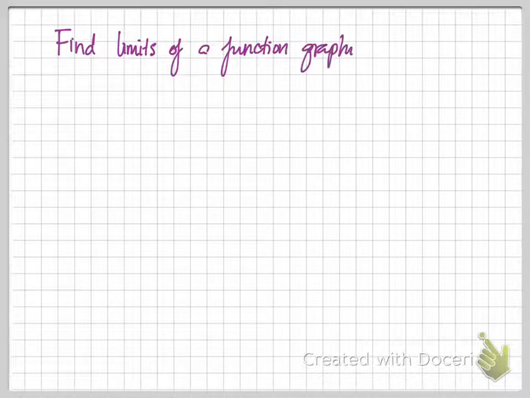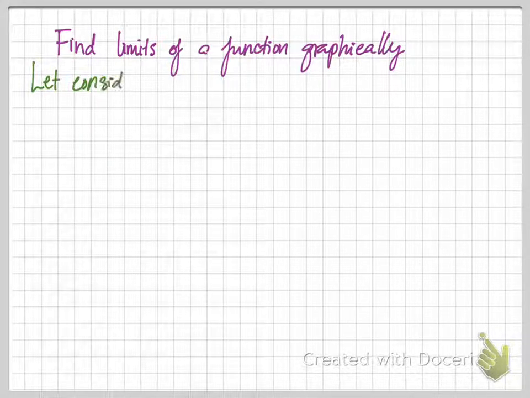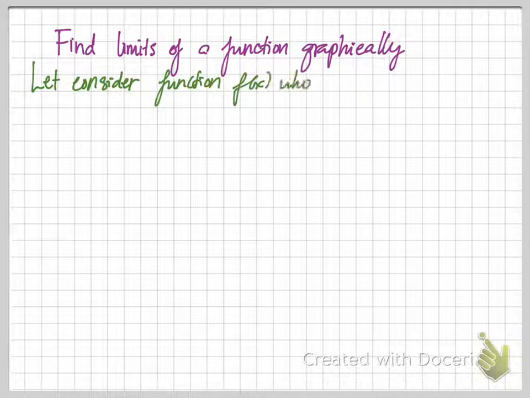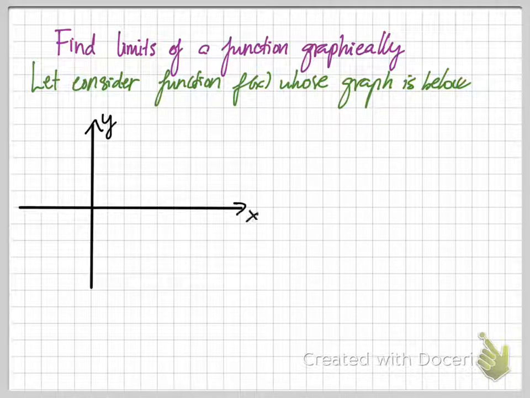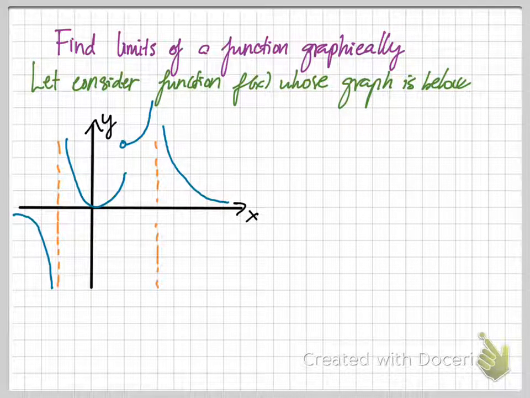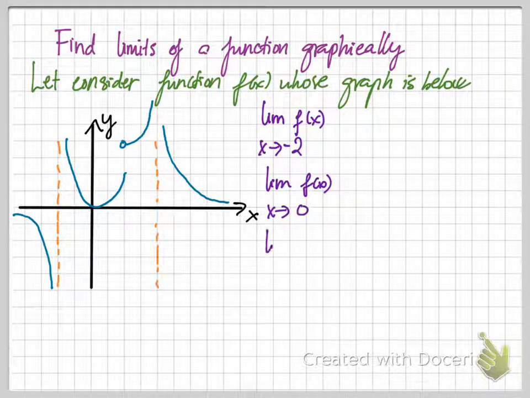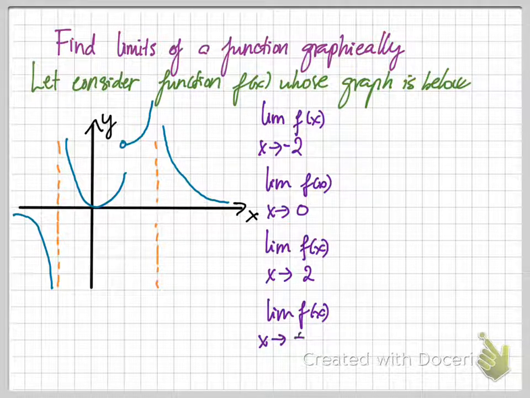First, let's look at a graph of the function f of x. And we want to find the limit of this function f of x using its graph. The questions are, what is the limit of this function when x goes to -2, x goes to 0, x goes to 2, and x goes to positive infinity?